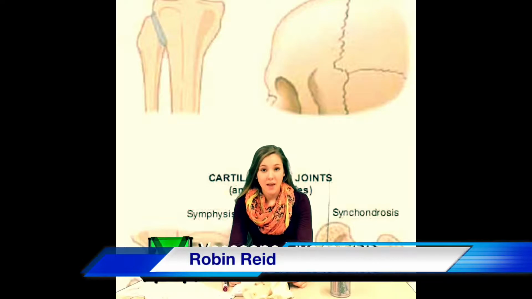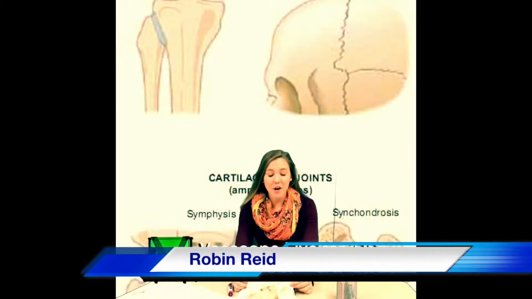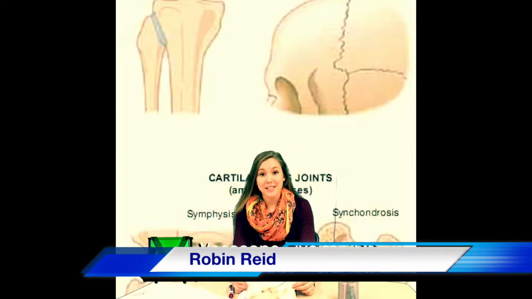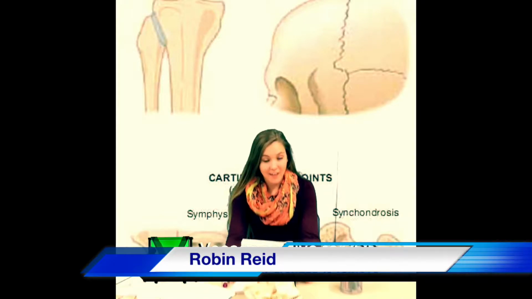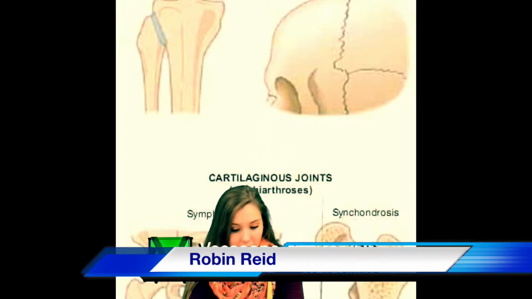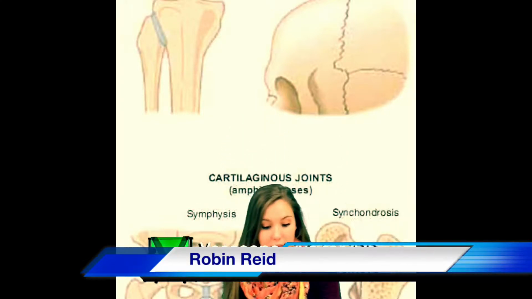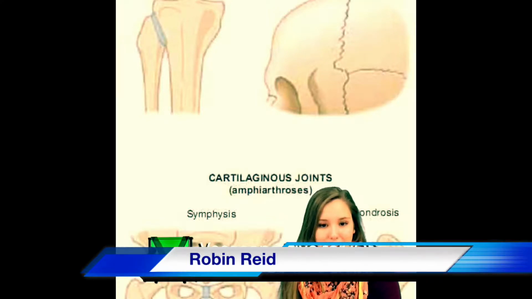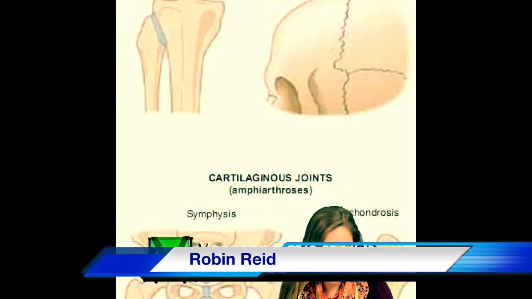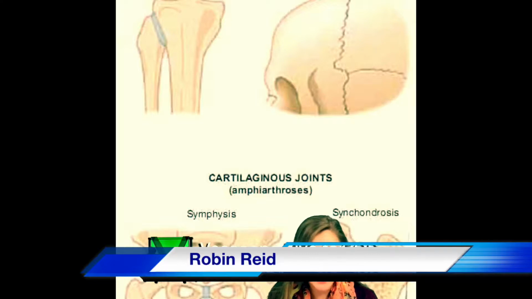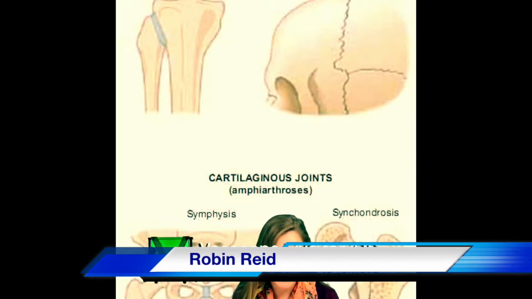Thanks, Brittany. I'm here in the cartilaginous joints, which are slightly movable or amphiarthrotic, and also immovable. The movable joints can be found in the pubic symphysis in the pelvic region, or the intervertebral joints in the spinal column. The immovable joints can be found in the ribs as hyaline cartilage epiphyseal joints.